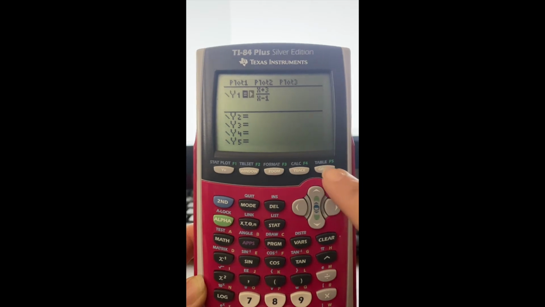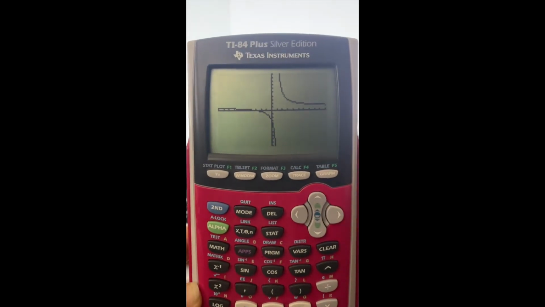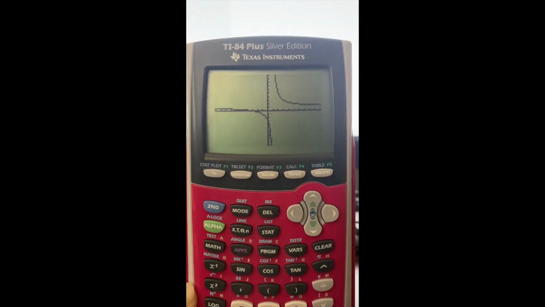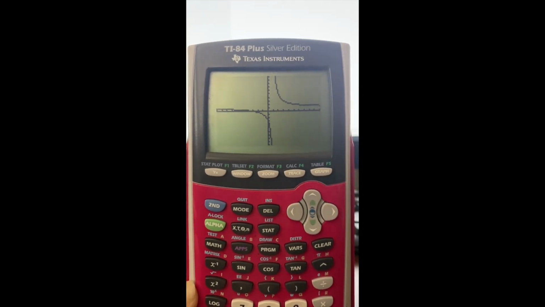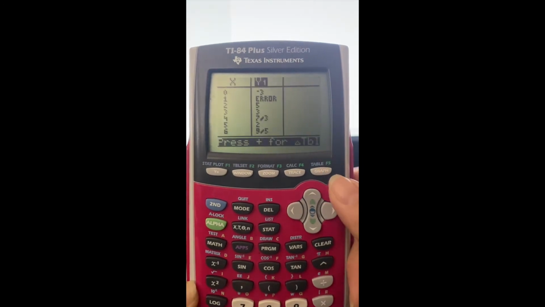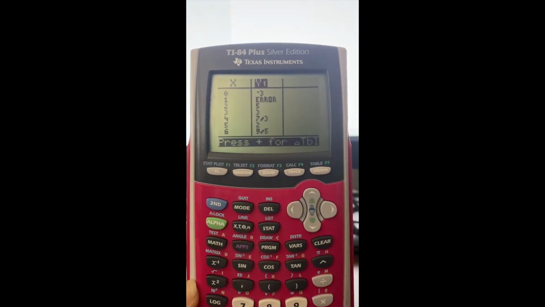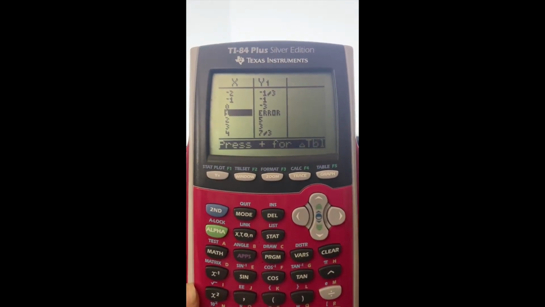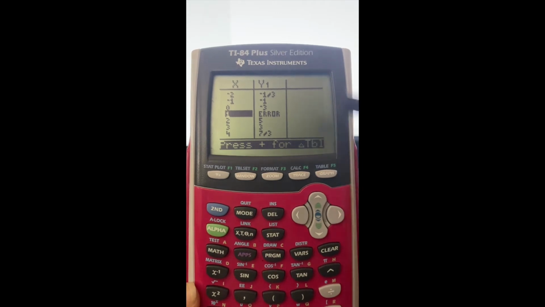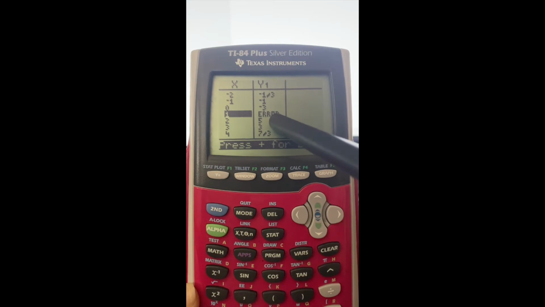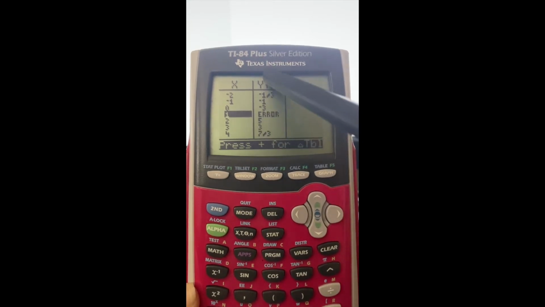Okay, now looking at the graph, I already have it pulled up. You can see that I have my two pieces here, right? But there's no asymptotes. Well, here's an easy way to determine where your asymptotes are located. You go second graph, and you're going to get a table of values. Now, how do we identify the asymptotes? Well, the vertical asymptote is easy to identify, and we can identify the vertical asymptote from the error. So you want to look for that error message for the y values.